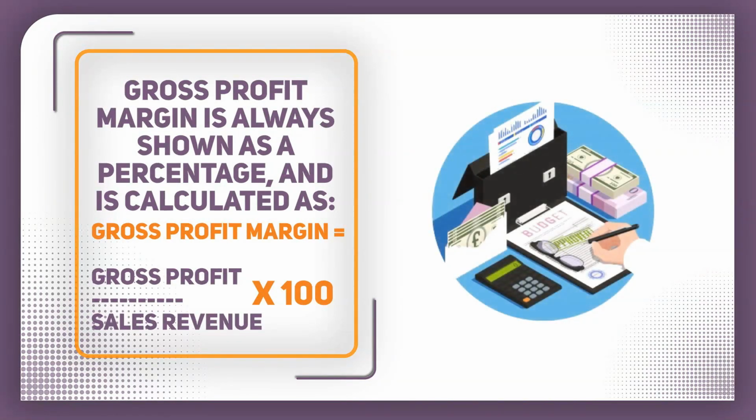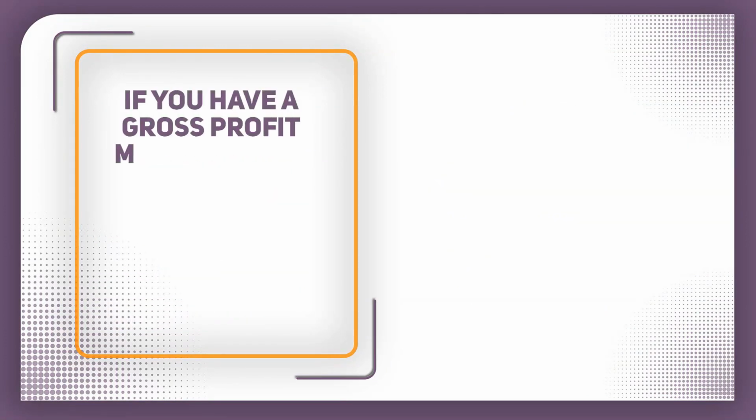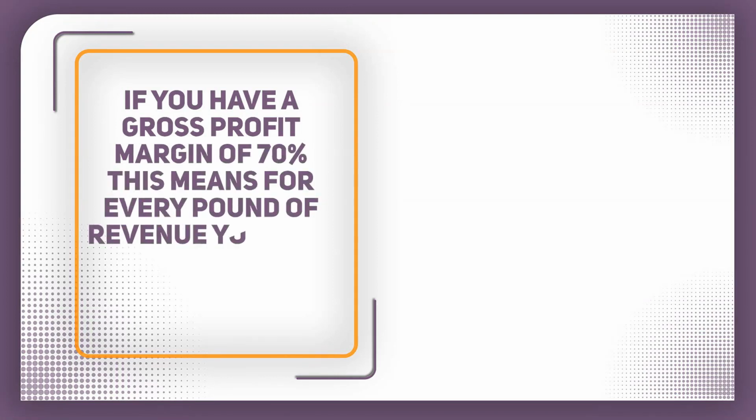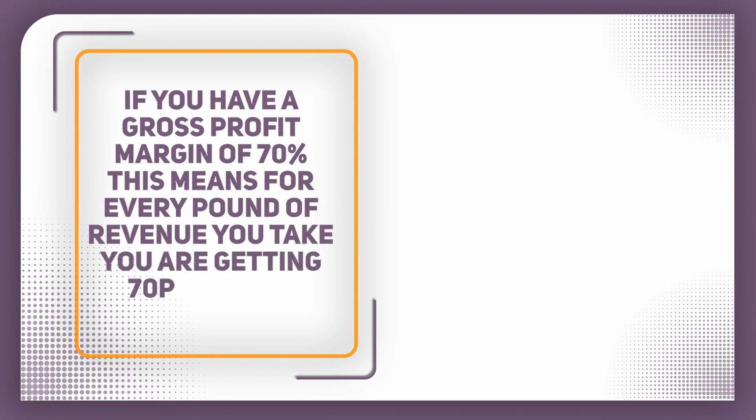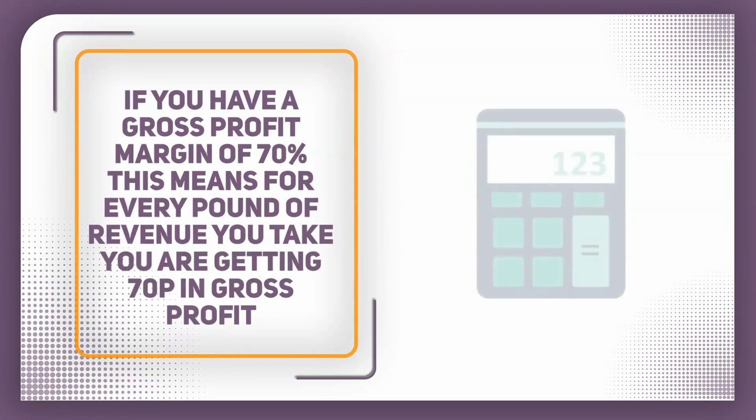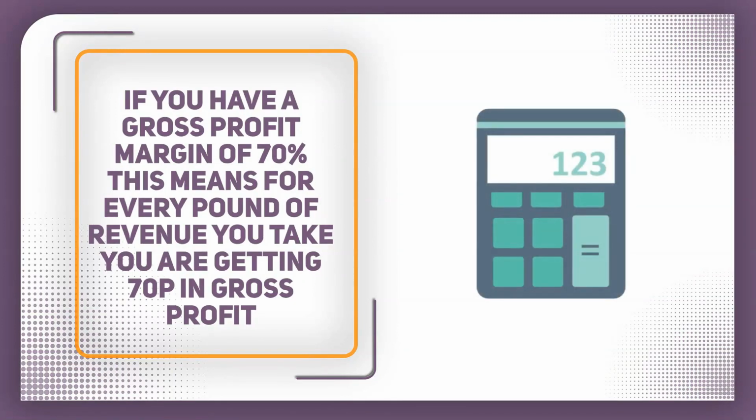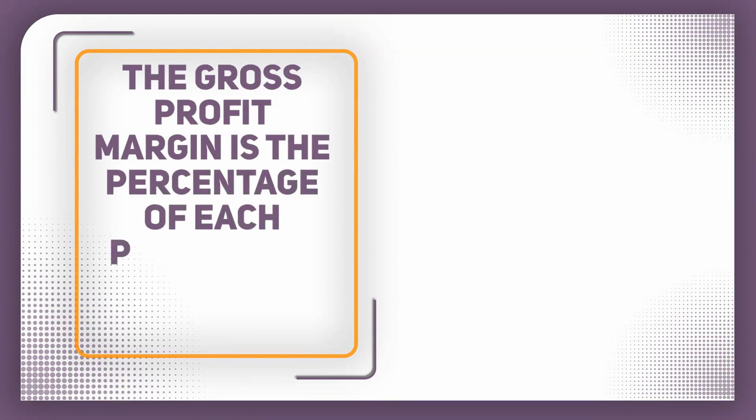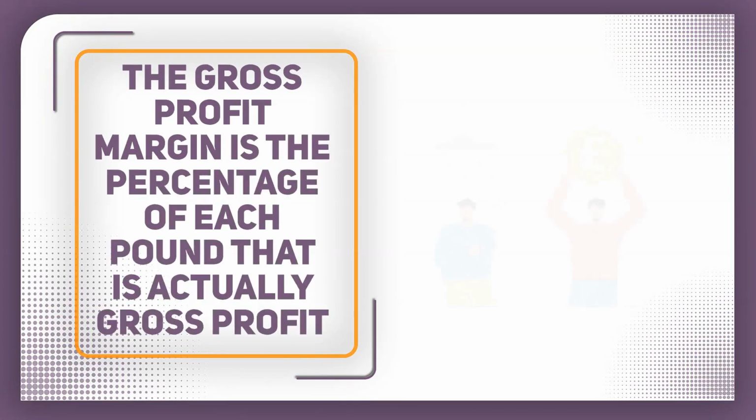So once we have this number, what does it even mean? Well, if you have a gross profit margin of, say, 70%, this means for every £1 of sales revenue that you take, you are getting 70 pence in gross profit. If you have a gross profit margin of 23%, then this means that for every £1 of revenue you take, you make 23 pence gross profit. So it might be easier to think of it this way. The gross profit margin is the percentage of each pound that is actually gross profit.